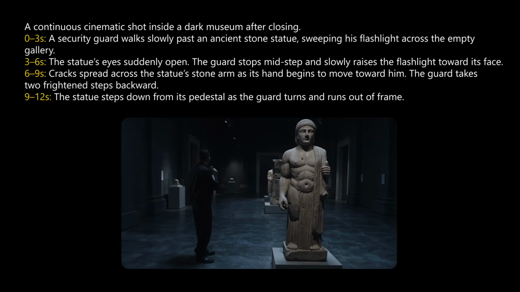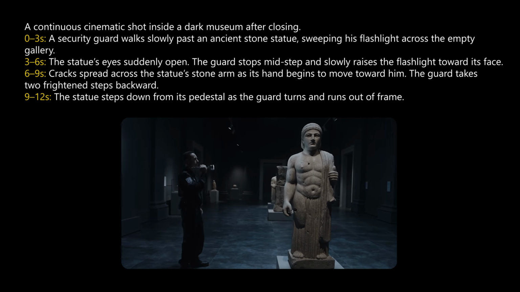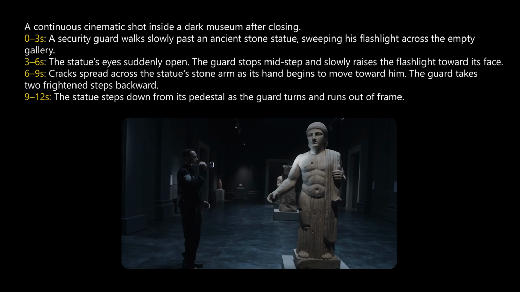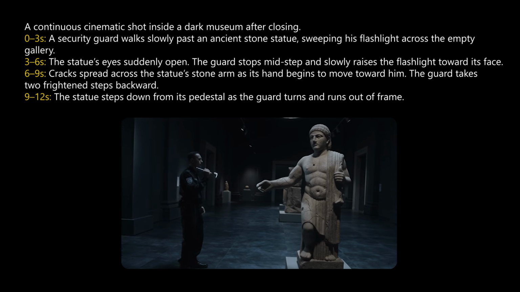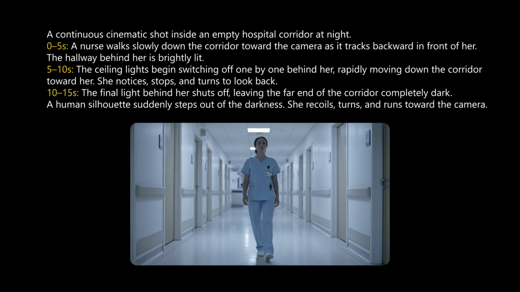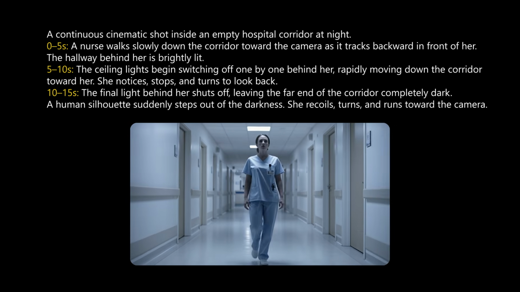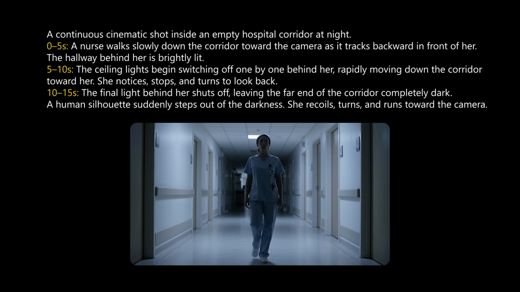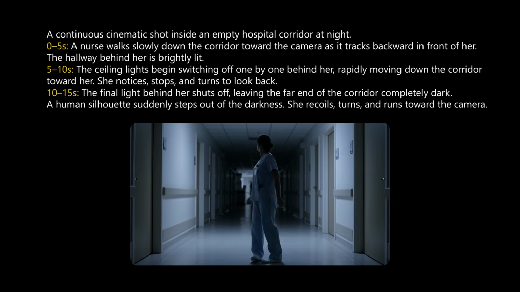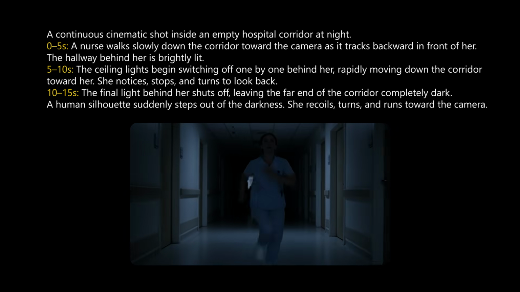Flux 3 lets you control when things happen inside the video. This is called time-step prompting. Instead of giving the model several actions and hoping it performs them in the right order, you can divide the shot into moments. What happens first, what happens next, and when each action should happen. The key is to give each action enough time to play out clearly on screen.